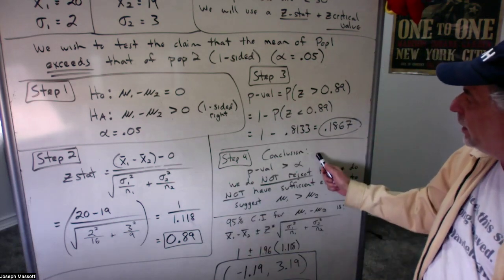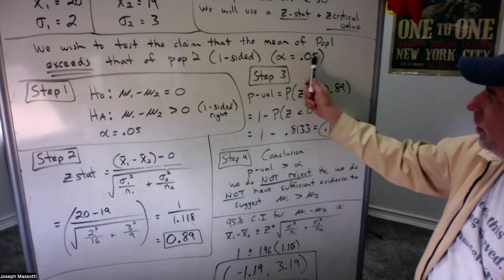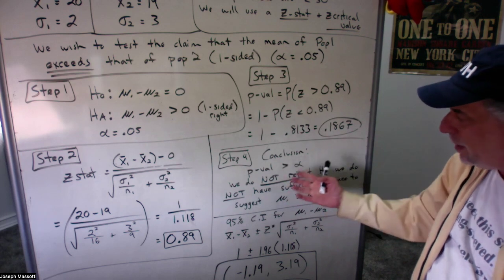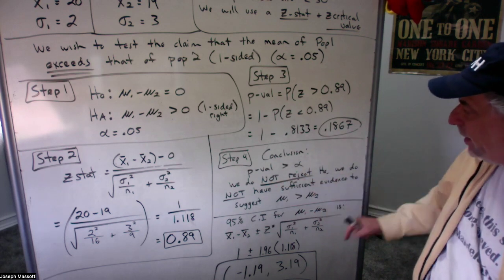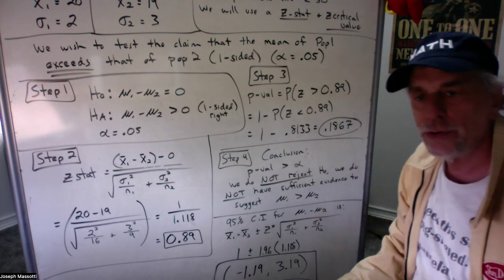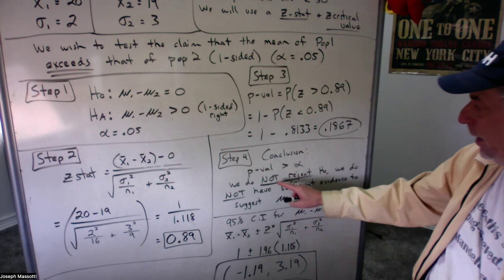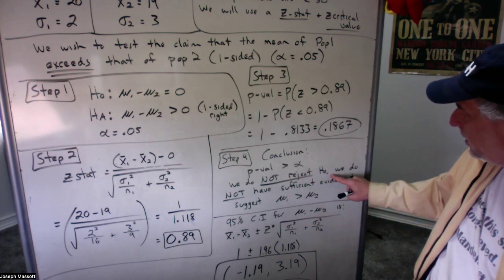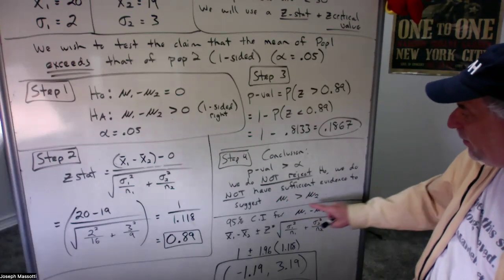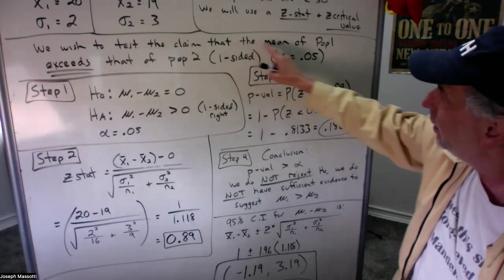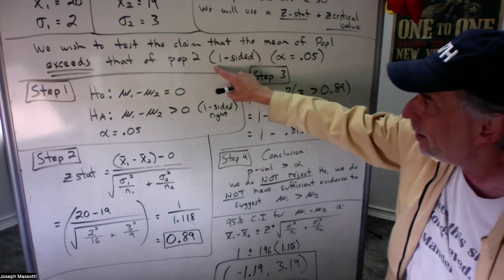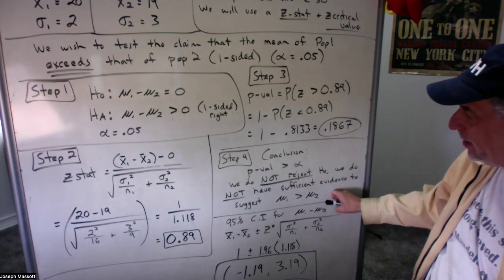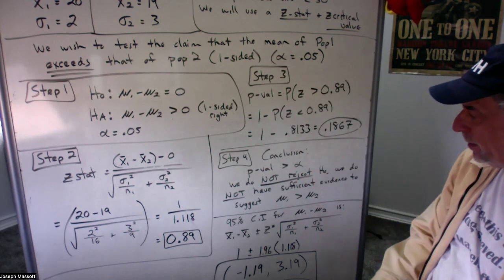So in step 4, we make a conclusion. Our p-value is greater than our alpha. Our alpha was 0.05. This is much larger than 0.05. So we do not have enough evidence to suggest anything other than what we thought going into the test. P-value greater than alpha: we do not reject the null hypothesis. We do not have sufficient evidence to suggest that the mean of population 1 exceeds the mean of population 2. We stay with the null hypothesis.